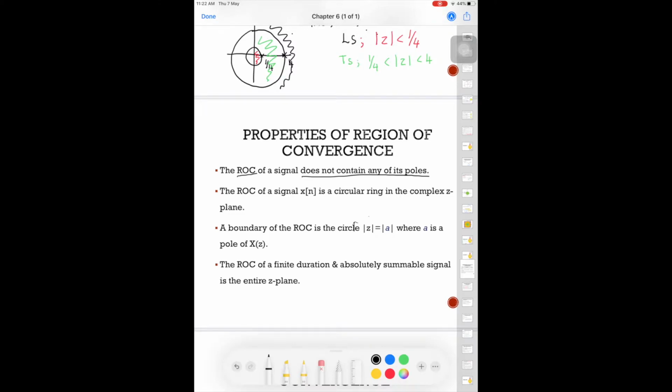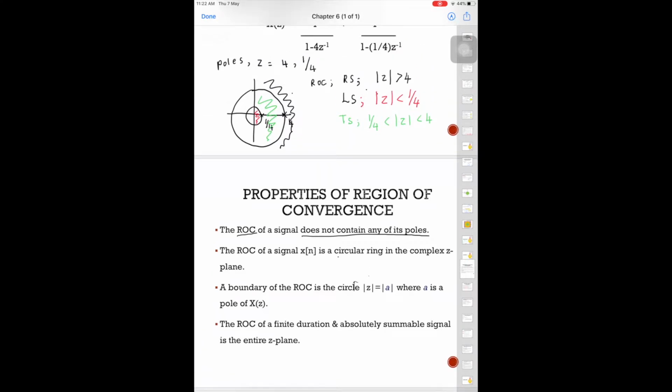The ROC of a signal is a circular ring in the complex plane. It is shown through this figure. Here you can see that it is a circular ring. The poles are represented by a circular ring.